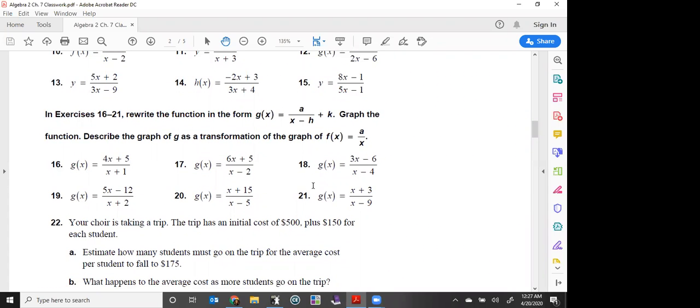So we're going to do 2 problems. We're going to do numbers, let's find 2 that are different. 16 and we'll do 20. 16 is 4x plus 5. 20 is x plus 15 over x minus 5.